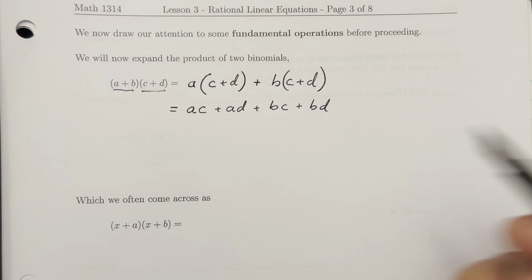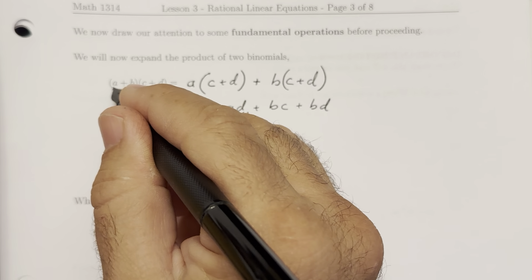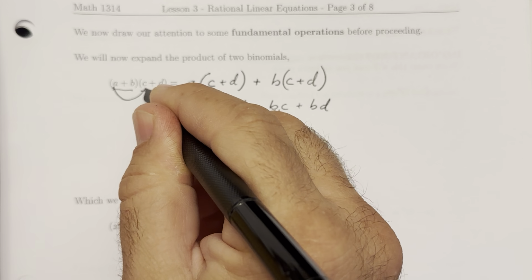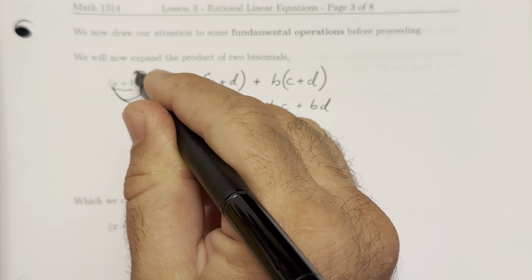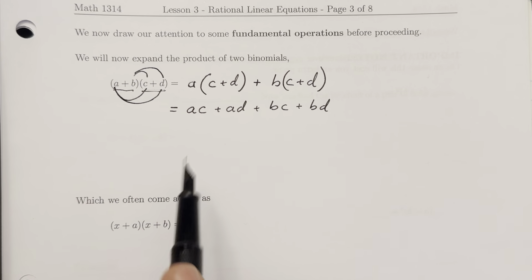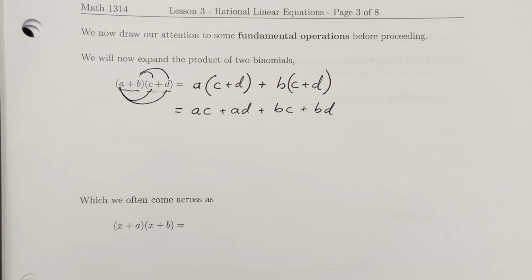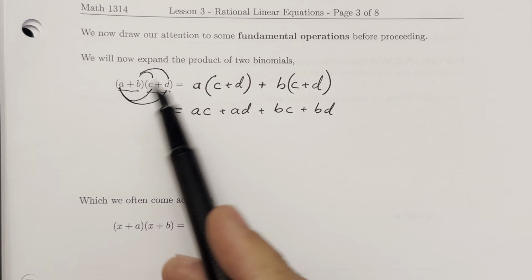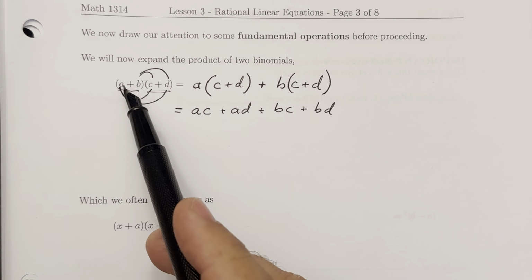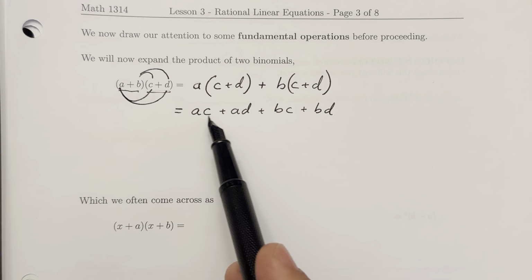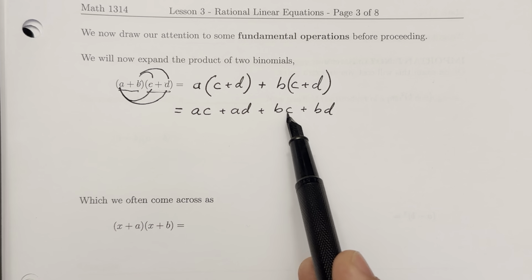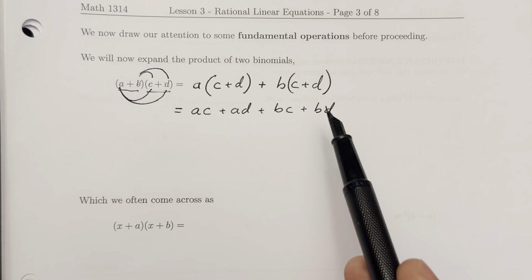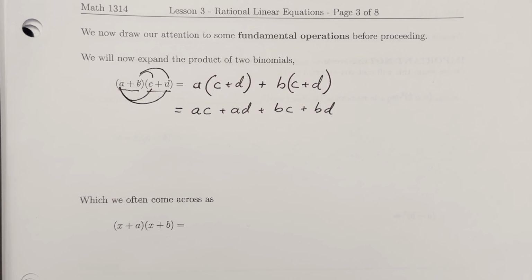If you wanted to do it in one step, you could just go A to C, and then A to D, B to C, and then B to D, and that would hit everything, whichever one you want to do. So A times C, A times D, AC, AD. Then we have B times C, B times D, BC, BD. Everything's accounted for. Whichever way you feel more comfortable, that is the way you should do it.